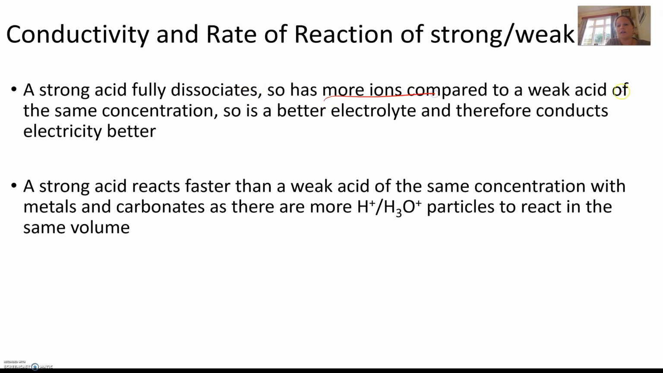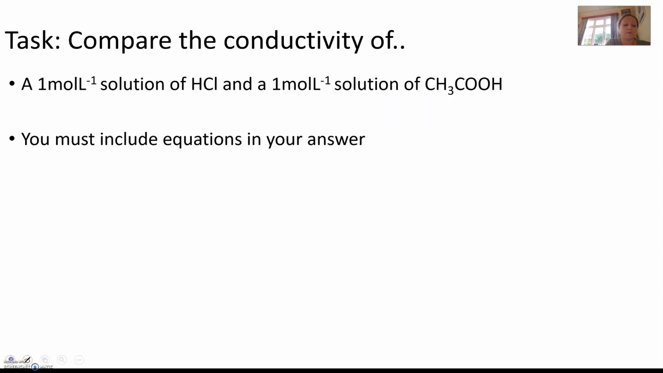There'll be more ions compared to that of a weak acid, so it'll be a better conductor. Strong acids react faster than a weak acid of the same concentration because there are more H3O+ particles for the same volume. So here's a task. Please compare the conductivity of a 1 mole per litre solution of HCl with 1 mole per litre ethanoic acid.